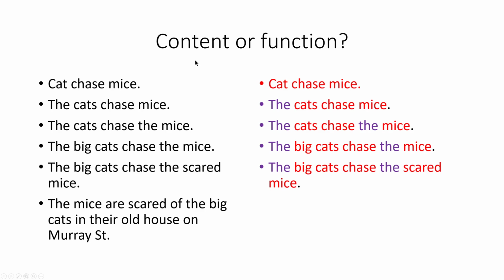Okay. Give this one a try. Pause the video and see if you can figure out which ones are content words and which ones are function words. And remember, content words are in the red. They're nouns, verbs, adjectives and adverbs, and negatives. And purple words are function words, right? Pronouns, auxiliary verbs, articles, prepositions, this kind of thing. Okay, so give it a try.